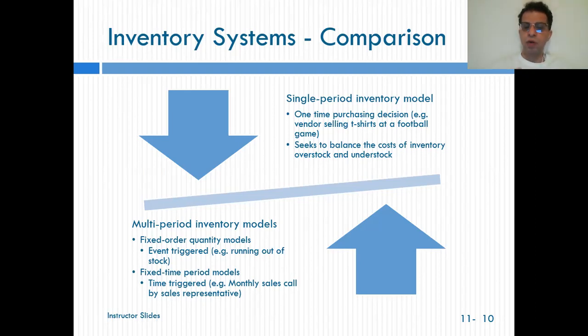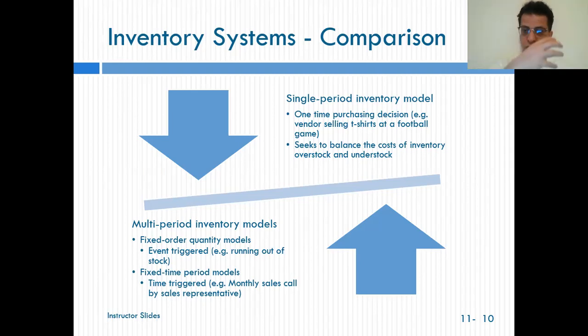And then you have what you call a multi-period inventory model, which is a fixed order quantity model. It's event triggered, by running out of stock. Whenever you're running out of stock, you order. Or it could be a fixed time period model, which is time triggered. So, for example, a monthly sales call by a sales representative.